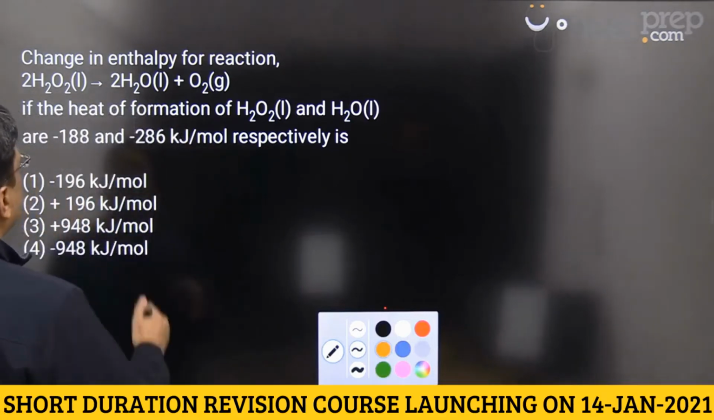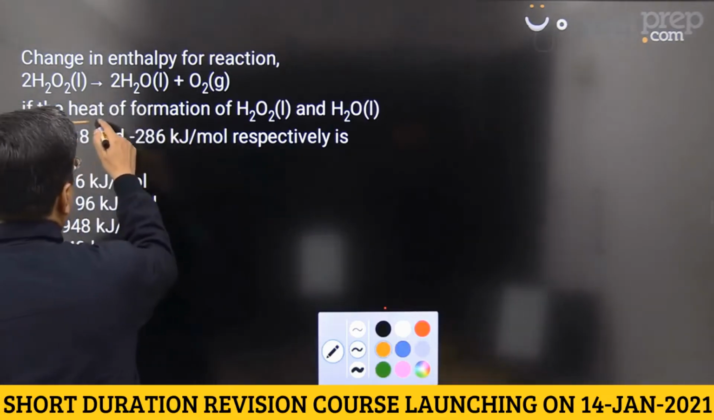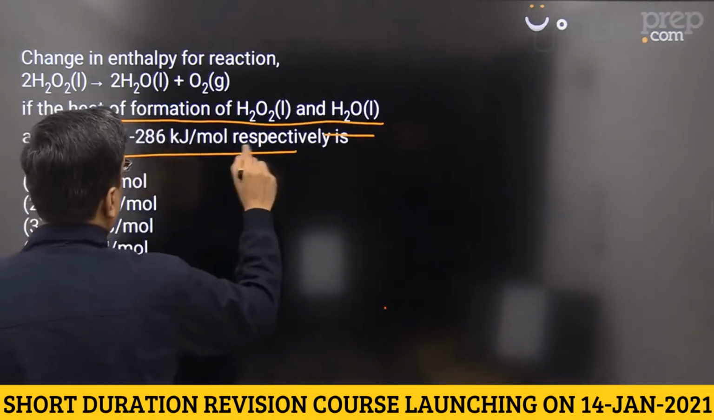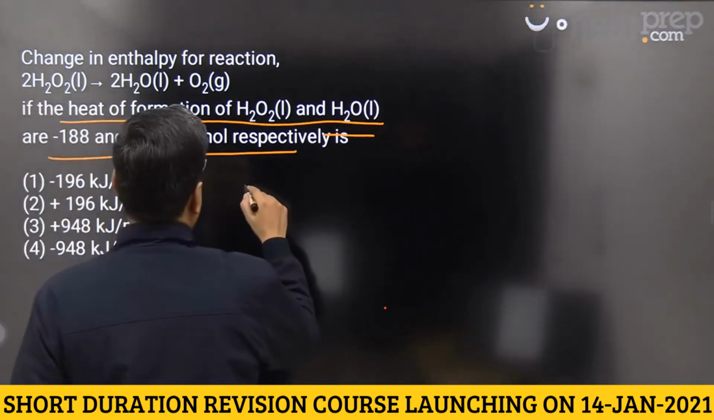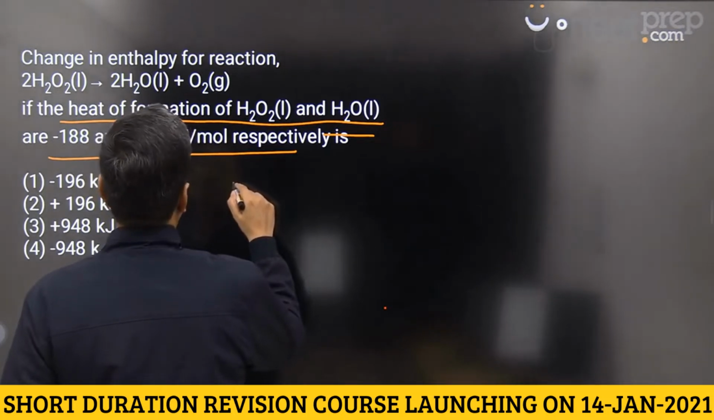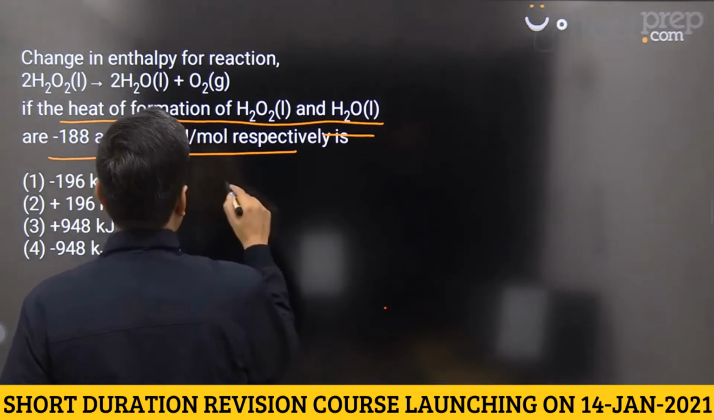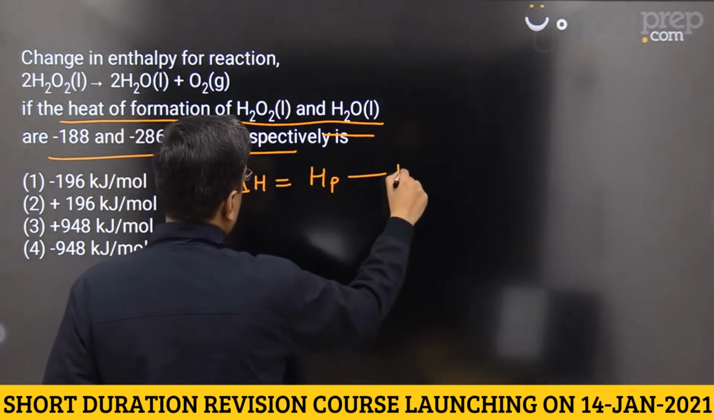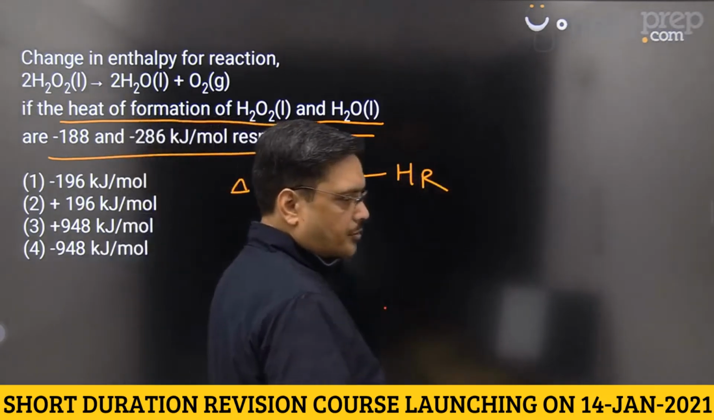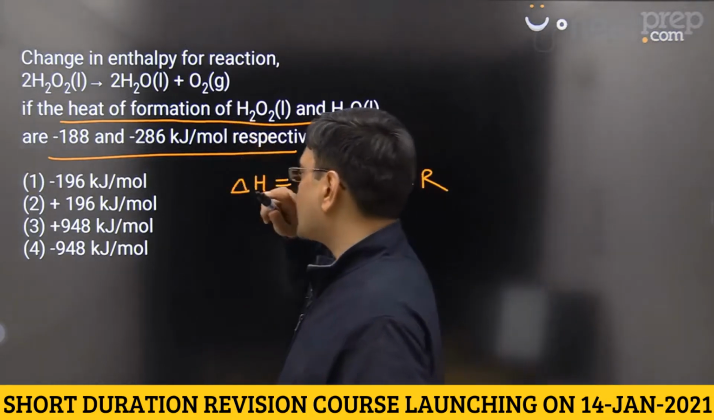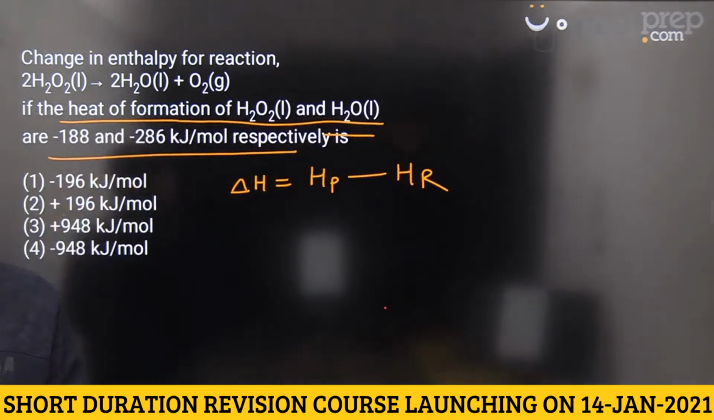Change in enthalpy for a reaction: if the heats of formation are given, then we can use delta H is equal to HP minus HR. Heat of formation of a standard state becomes 0, so heat of formation of oxygen is 0. So we can use this formula because heats of formation are given.